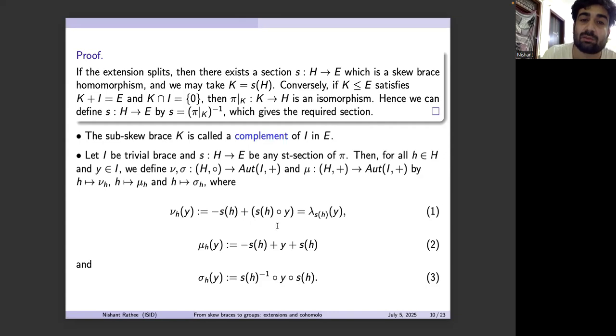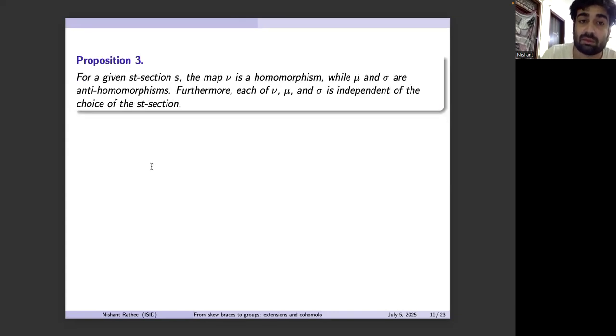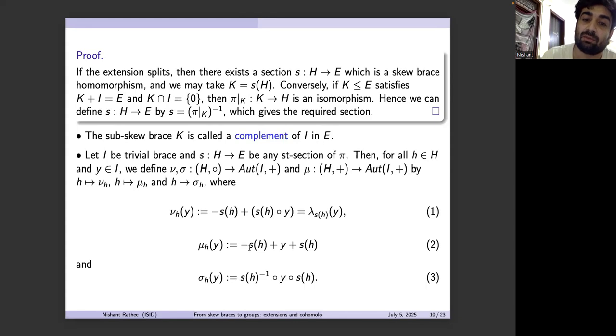So these are the actions of a skew brace on its trivial ideal. For a given set-theoretical section S, the map nu is a homomorphism, while mu and sigma are anti-homomorphisms. We have defined it this way, taking the inverse first. If we reverse the inverse, then they will be homomorphisms. But in our case, we take them to be anti-homomorphisms because in this setting it is easier to do the calculation. So we have adopted this notation.